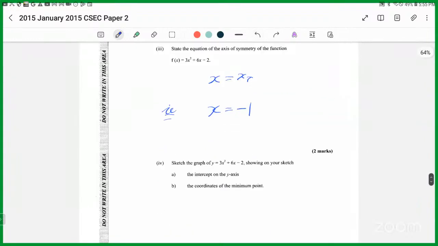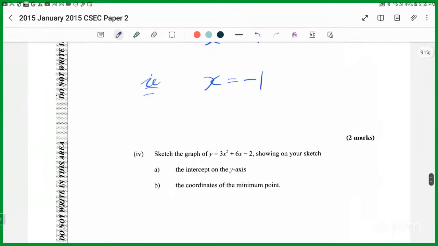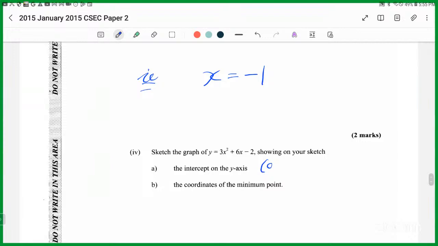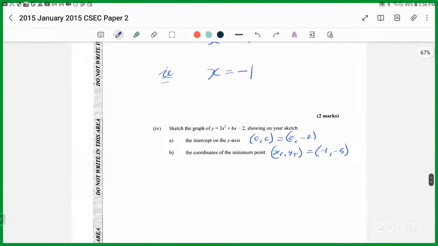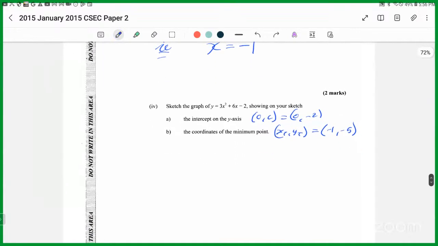The next part says we have to sketch a graph and show the y-axis intercept and the minimum point. The y-axis intercept is your c, this value, your -2. The minimum point is xt, yt, which in this case is -1, -5. And the graph is going to have a smile shape because a is positive. So let's sketch that.